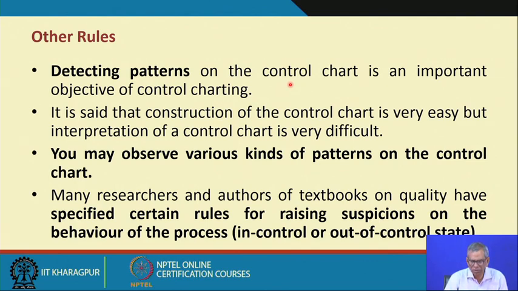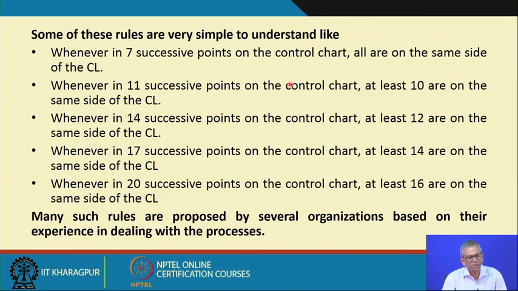Many researchers and authors of textbooks on quality have specified certain rules for raising suspicions on the behavior of the process. That means sometimes you are not sure whether the process is controlled or out of control, but by looking at the pattern, you may feel that something might have gone wrong. So these are referred to as the suspicions. So what are the suspicions?